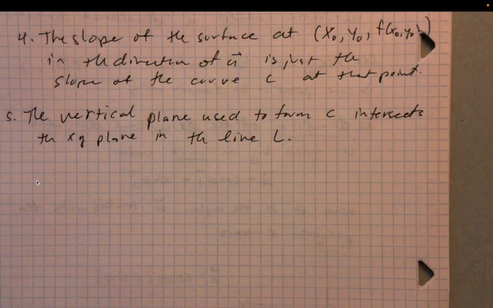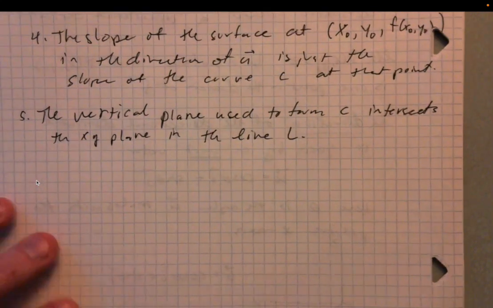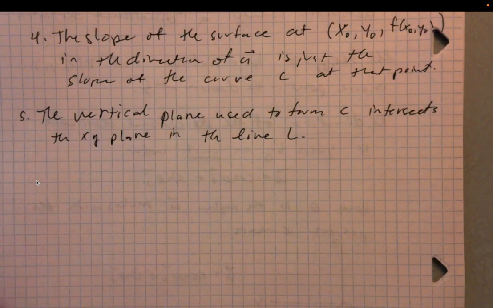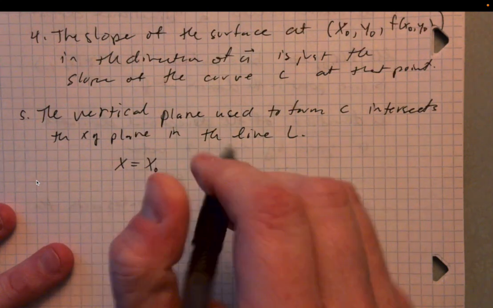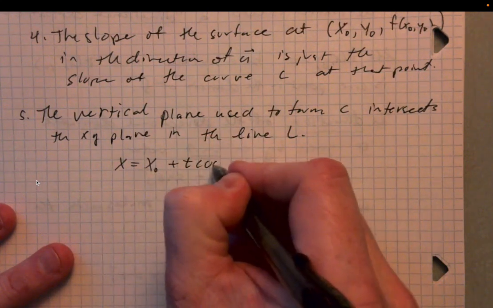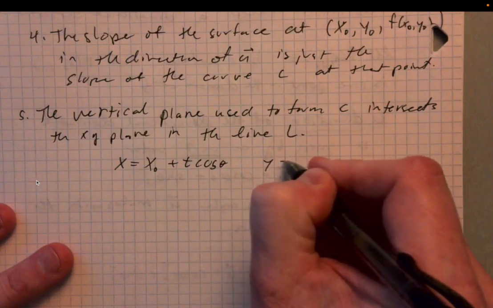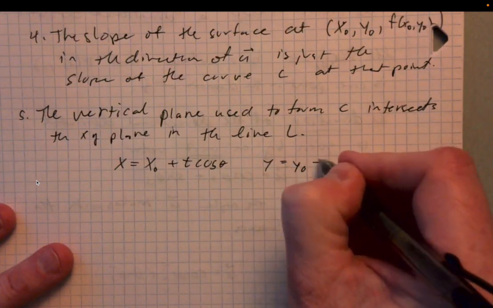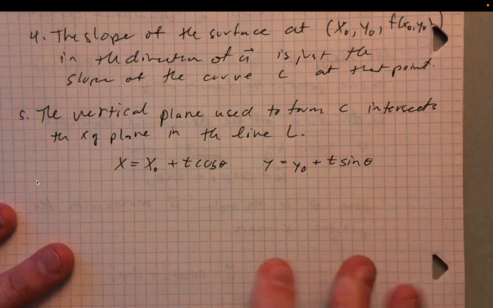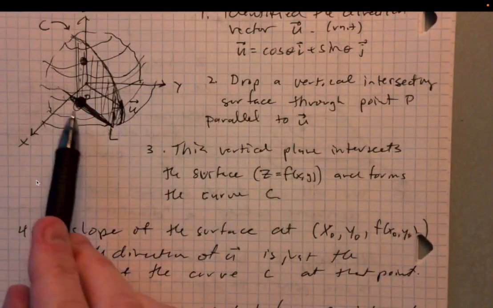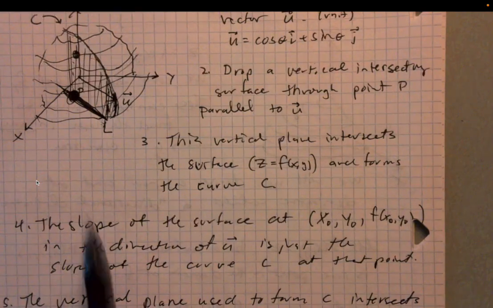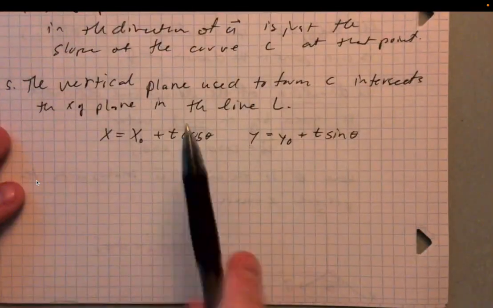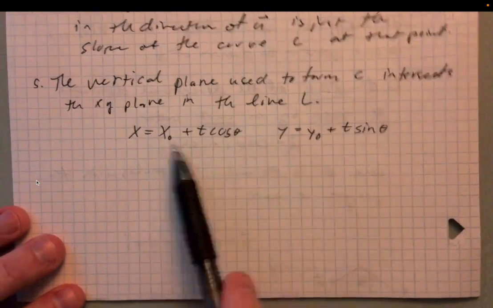And this line L can be represented by a pair of equations, right? What we could do is say x equals x naught plus t times cos theta, and y would be y naught plus t sine theta. So that's going to be the set of equations that describe this line. Okay, so that's what L is. L is going to be this line determined by this set of equations here.